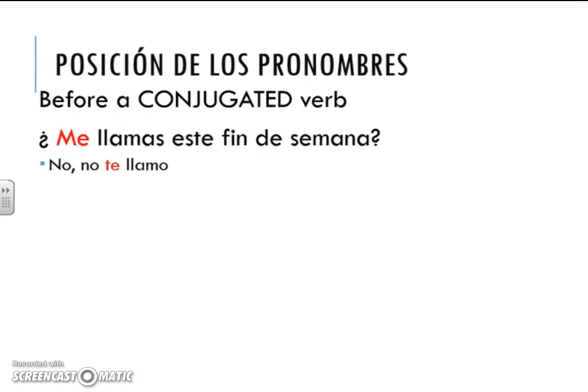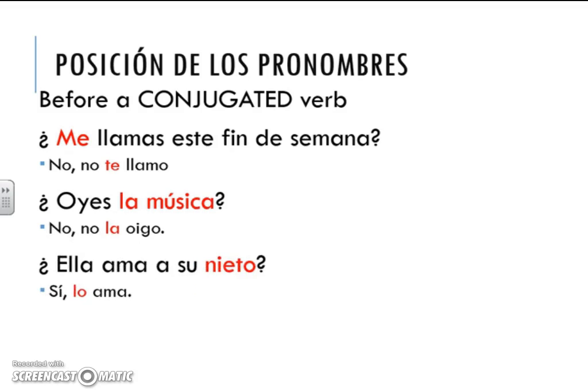So for example, here's the question, ¿Me llamas este fin de semana? Are you going to call me this weekend? No, no te llamo. No, I'm not going to call you, or I'm not calling you. Next set says, ¿oyes la música? So do you hear the music? And you say, no, no la oigo. So no, I don't hear it. Next one is él ama a su nieto, and says sí, lo ama.